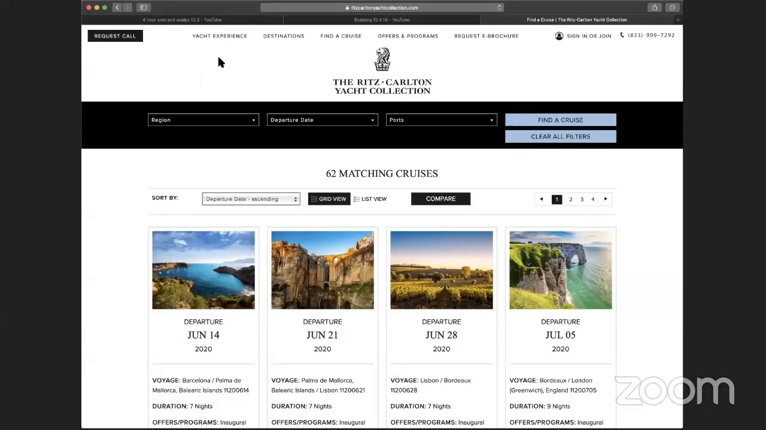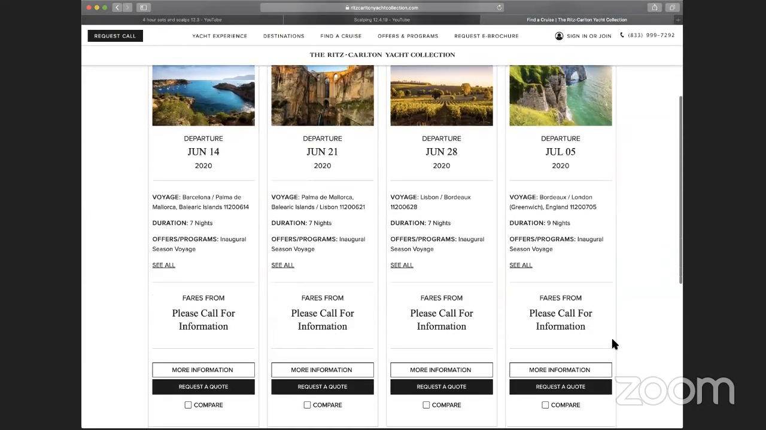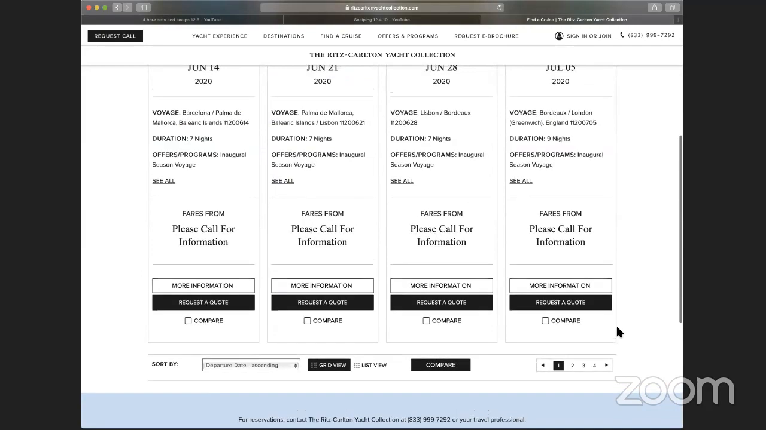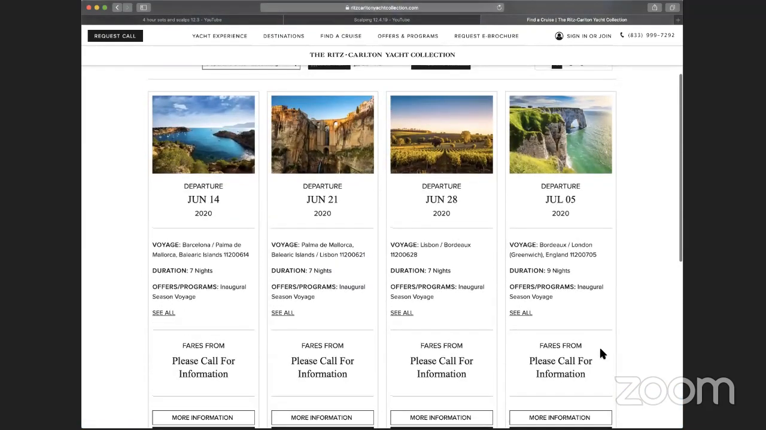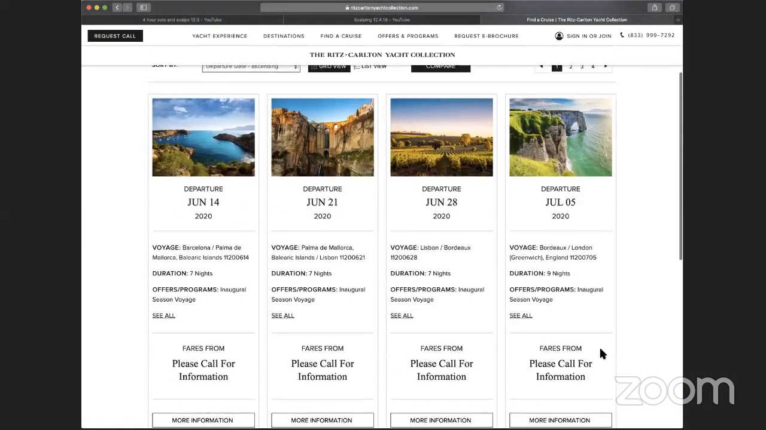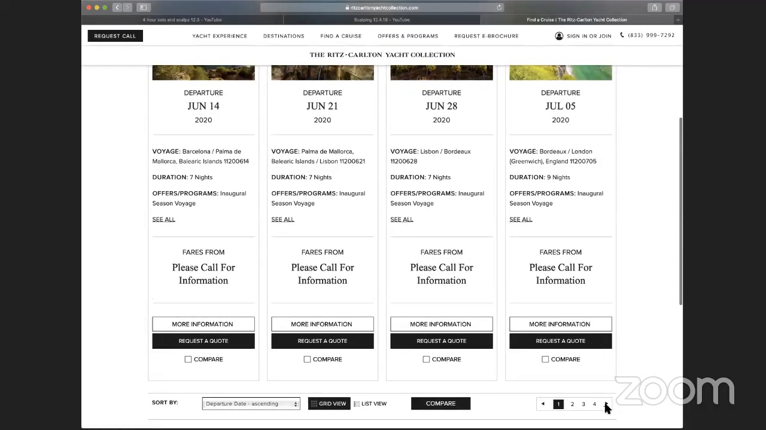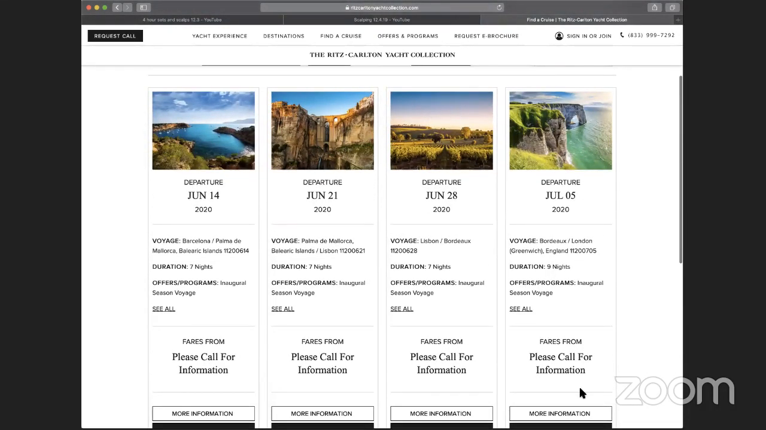Okay, so here we go. So I'm gonna close that and that. Okay, so these are the ones coming for next summer. Gosh, those are so pretty. Most of them are going to be 7 nights. We don't want the 9-night one. That's too much, although I like the locations this one's going to.